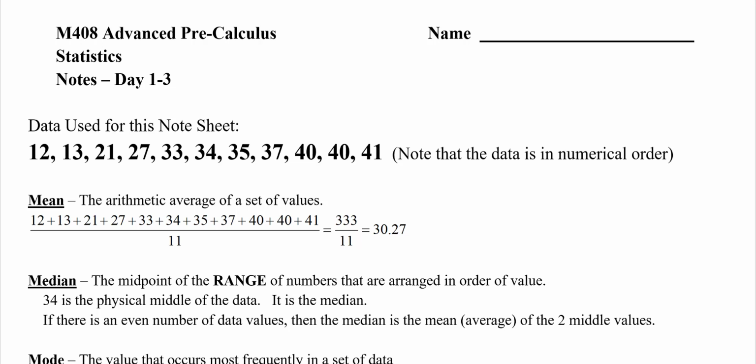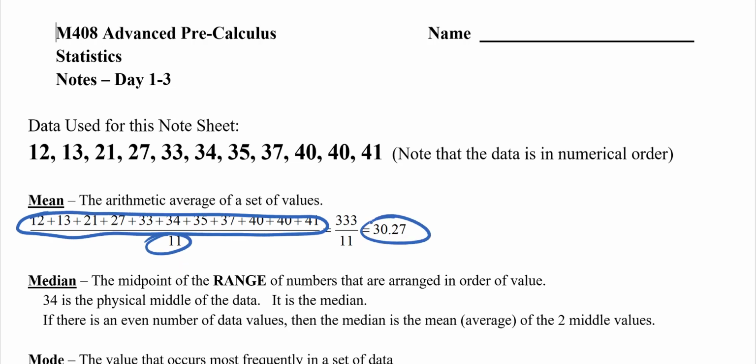The first thing is the mean, and you pretty much know what this is. You've seen this before. The mean is our arithmetic average of the set of values. I don't like that it's called the mean. I think whoever developed it should have come up with something a little more friendly, because mean just sounds like, man, it's mean. I'm just kidding. So it's the arithmetic average of a set of values. You just add them all up, and you divide by the total number, 11, and there's your answer, 30.27.